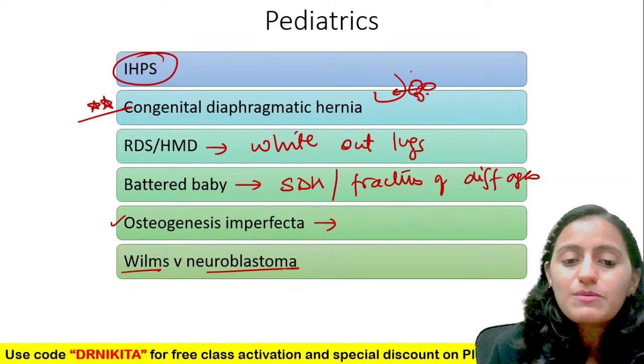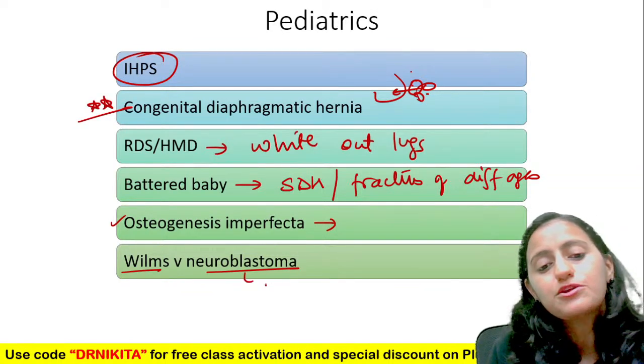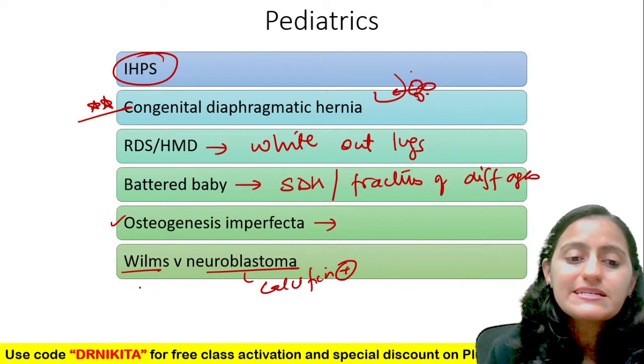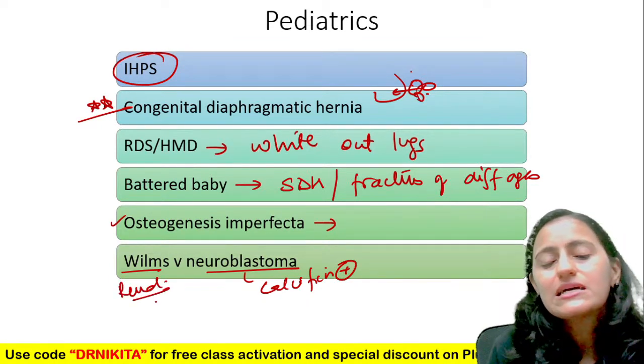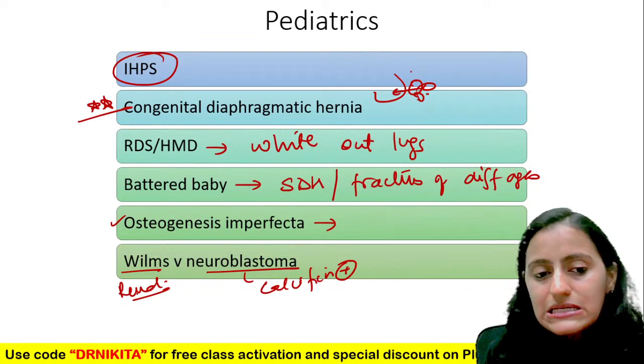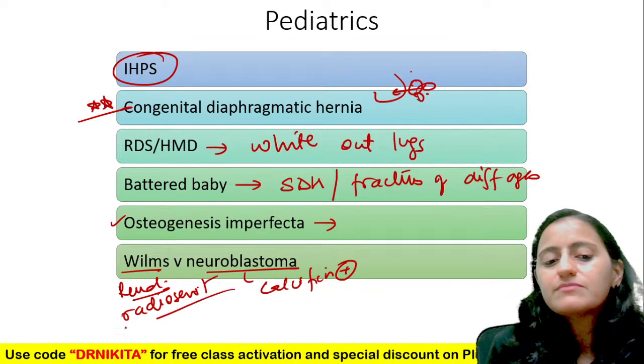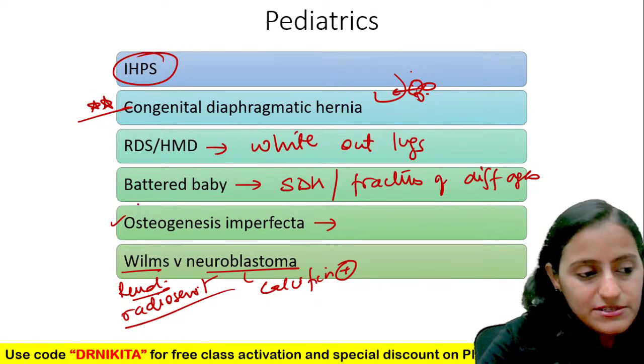Wilms versus neuroblastoma is important again. Neuroblastoma generally has calcification also, which is present. Wilms is the renal tumor, neuroblastoma is suprarenal, and Wilms is radiosensitive. Okay, remember Wilms is highly radiosensitive.